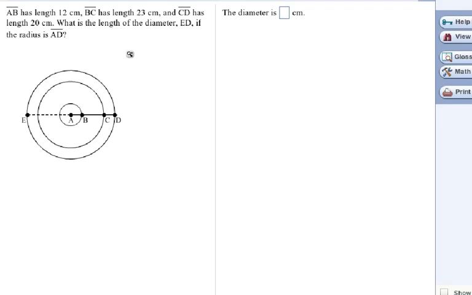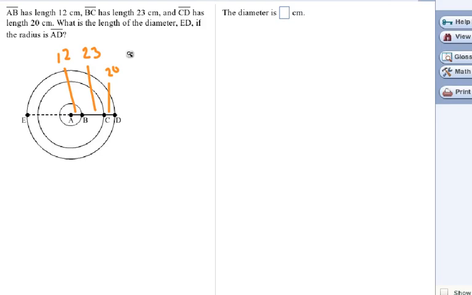All right, in this example, AB has a length of 12 centimeters and BC has a length of 23 centimeters. So I'm going to put that AB was 12, and from B to C is 23. And from C to D is 20. What's the length of the diameter ED if the radius is AD?